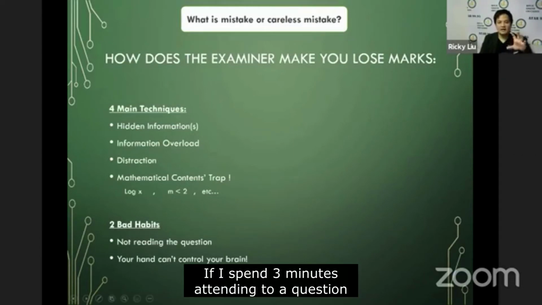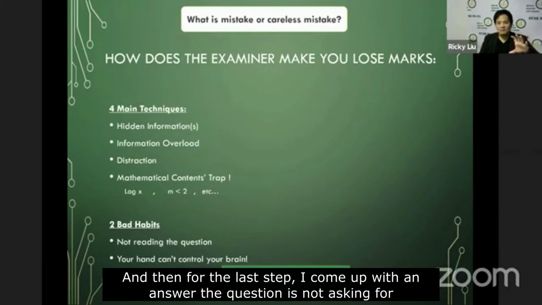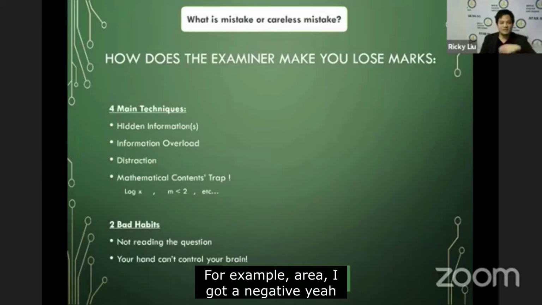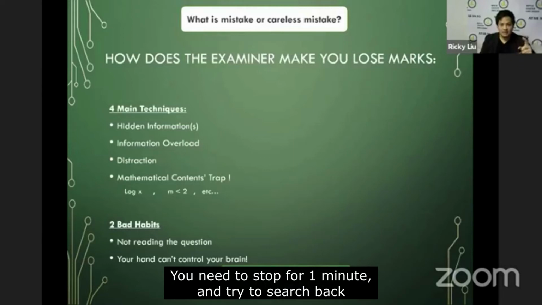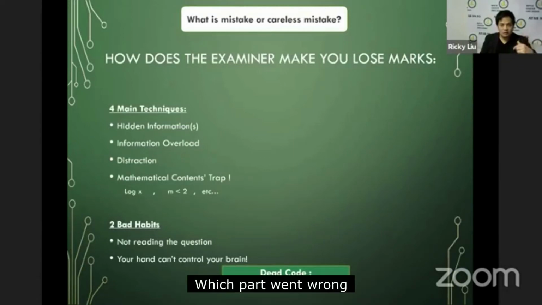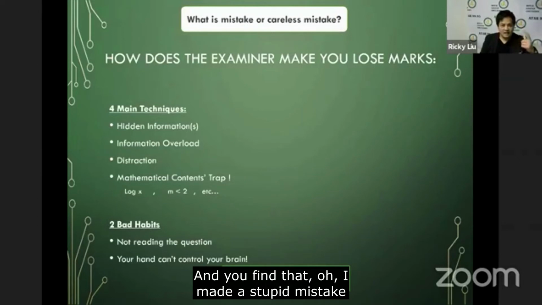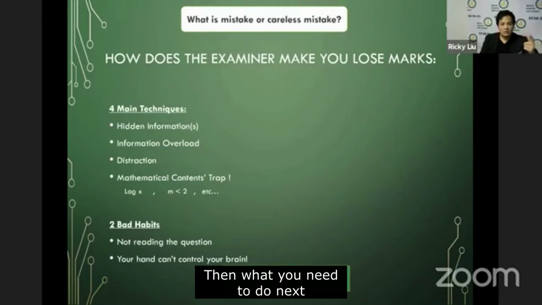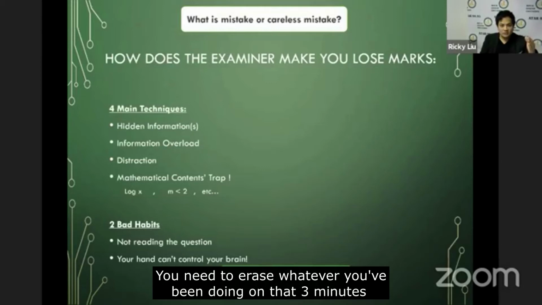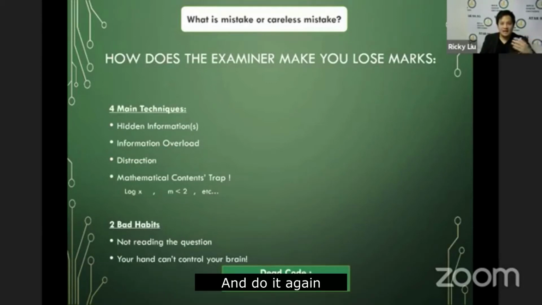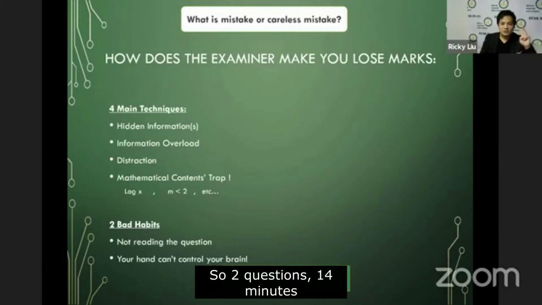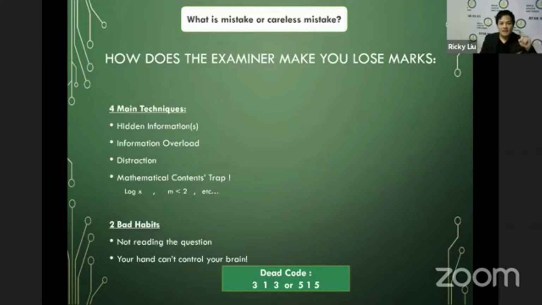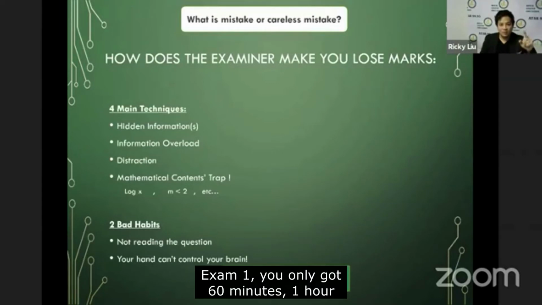If I spend 3 minutes attempting a question, and then for the last step, I come up with an answer which is not what the question is asking for, for example, area, I got a negative. So you need to stop for 1 minute and try to search back which part goes wrong. So 1 minute gone already, and you say, oh, I made a stupid mistake. Then you need to erase whatever you did in the 3 minutes and do it again. So one question like that, you got 7 minutes gone already. So 2 questions, 14 minutes. The exam, you only got 60 minutes, 1 hour.